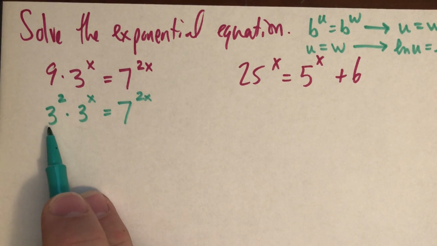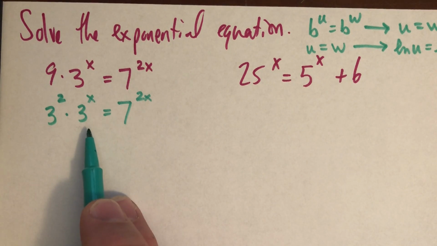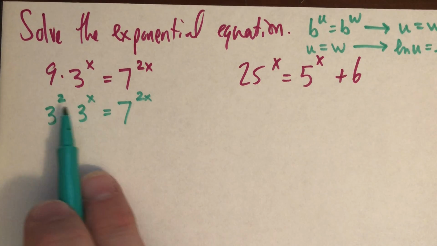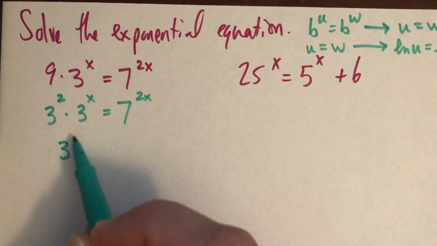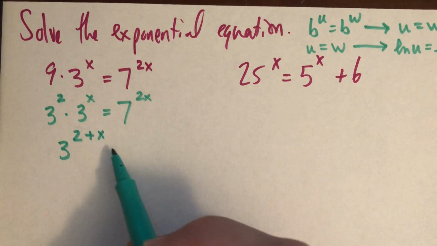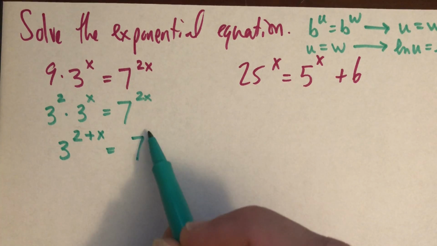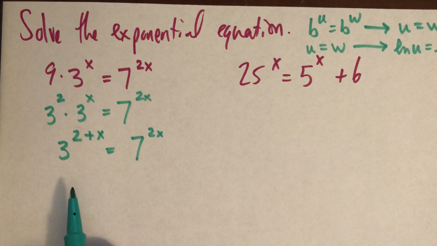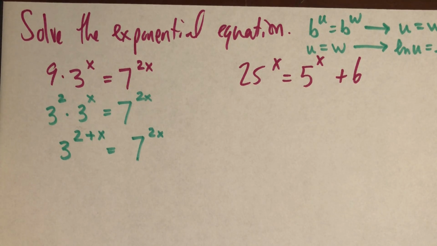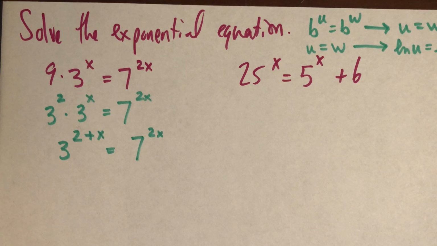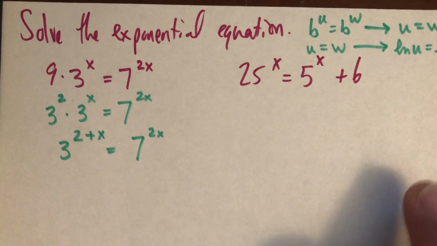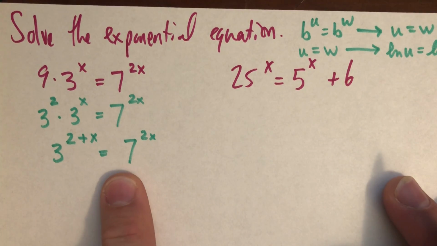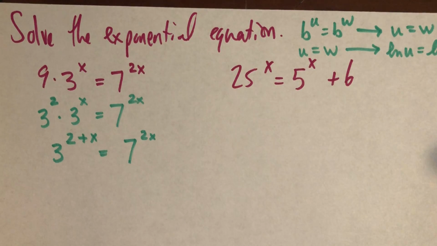So I've got the same base now. And if I multiply two numbers together that have the same base, different exponents, we add the exponents, right? So this is 3 to the 2 plus x equals 7 to the 2x. All right, so now each base is isolated on each side, and they're equal, right? If both of these were 3 or both were 7, we could just say the exponents have to be equal because these things are one to one.